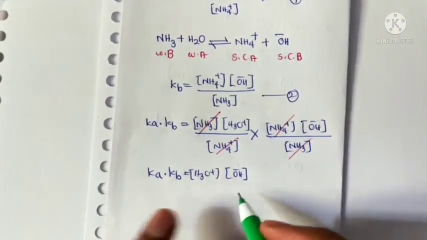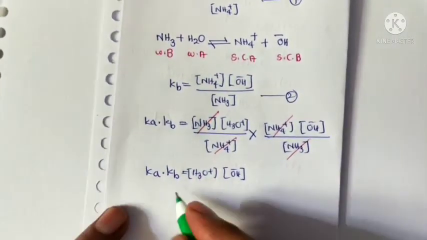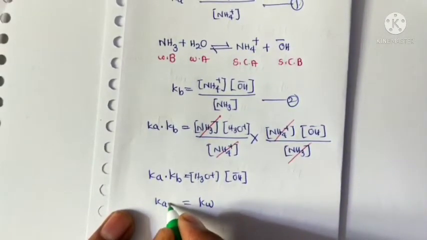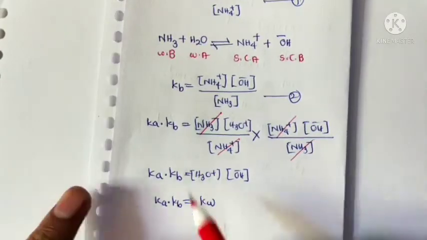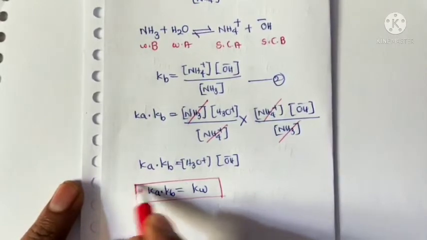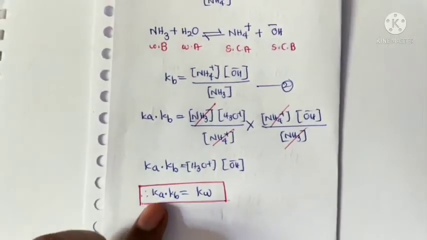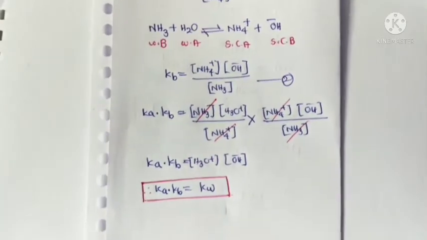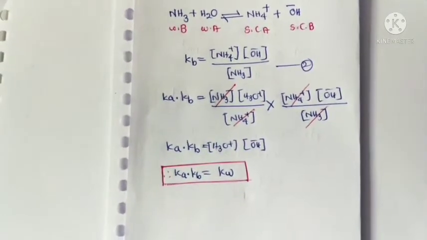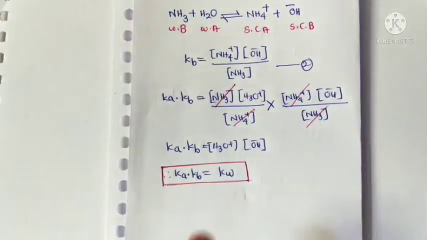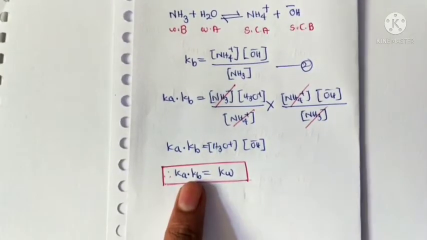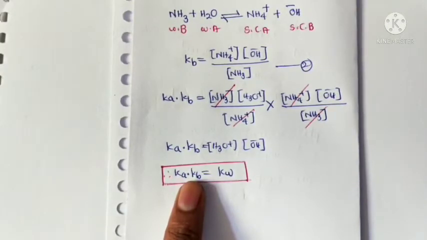So already we know that. What is that? It is the value of Kw, the ionic product of water. So Ka times Kb equals the ionic product of water. This is the relationship of Ka and Kb, and it is applicable only for a conjugate acid base pair. This relationship is applicable only for a conjugate acid base pair, it is very very important.